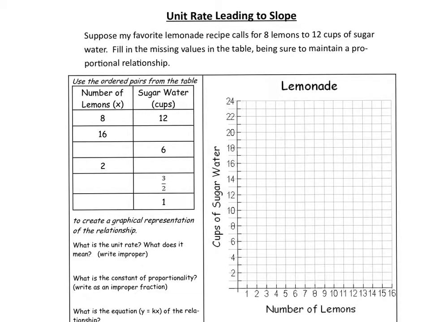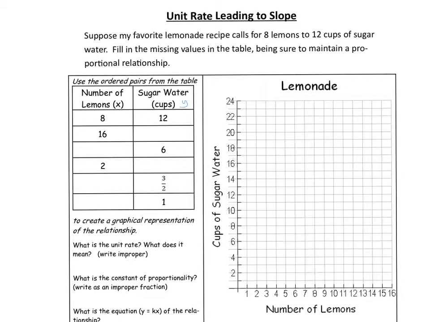12 cups of sugar water. Fill in the missing values in the table, being sure to maintain a proportional relationship. What that means is whatever I do to go left to right or right to left, I'm going to continue doing the same thing. So let's take a look at the first one. You'll notice that I have a chart and it says that number of lemons is going to be X and that sugar water cups will end up being Y. And notice that on the graph just to the right, we'll come back to it in a minute, but notice that number of lemons is on the bottom, that's your X, and that cups of sugar water is on the right, which is Y.